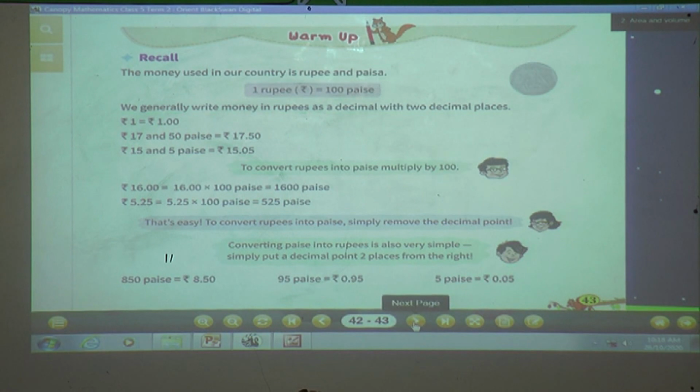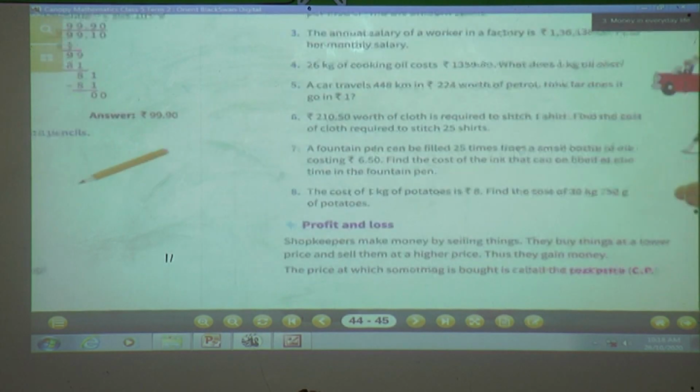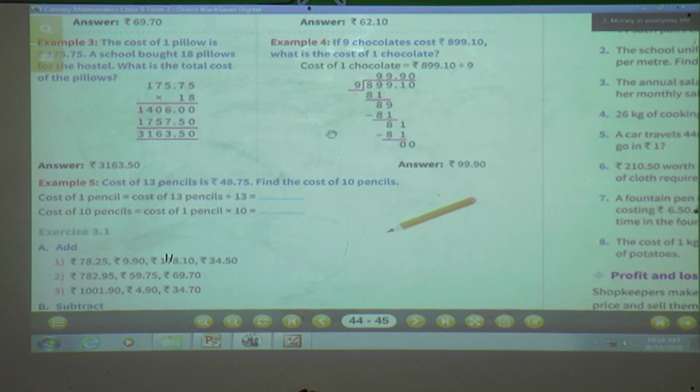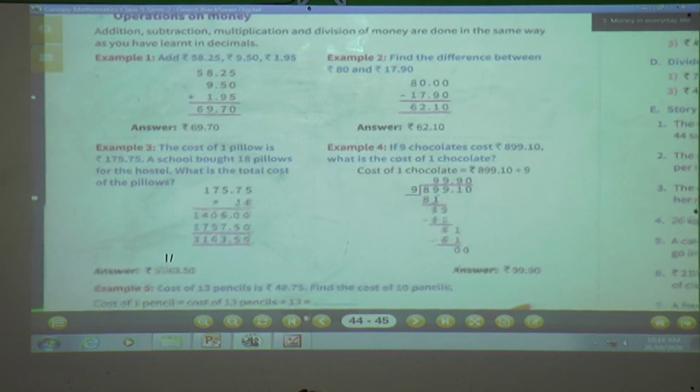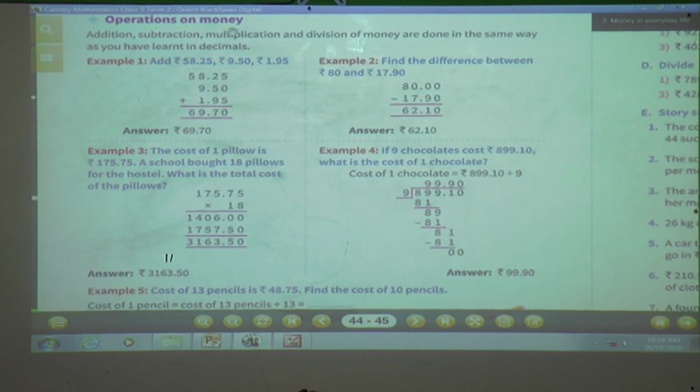Next page, page number 44. Here, see, are the operations on money. Students, this addition and subtraction is different. Here are some examples they have given.